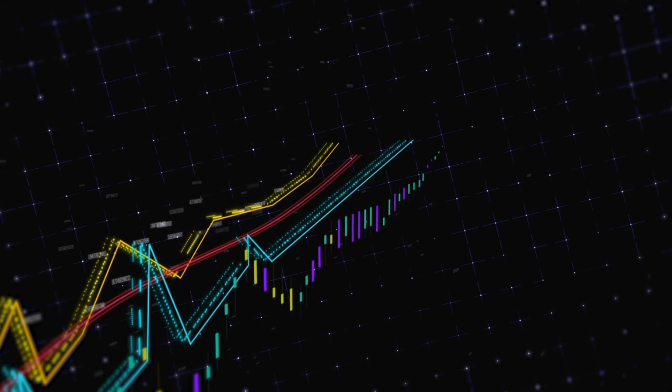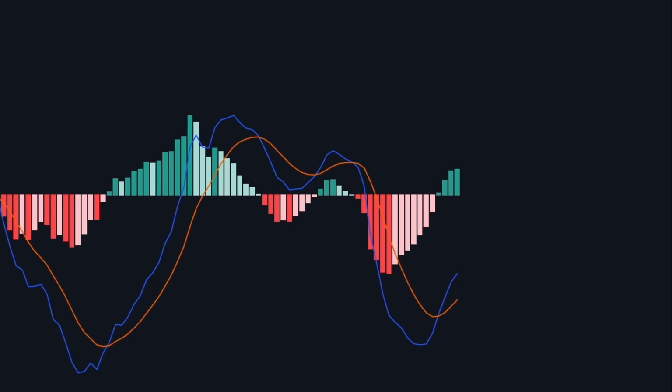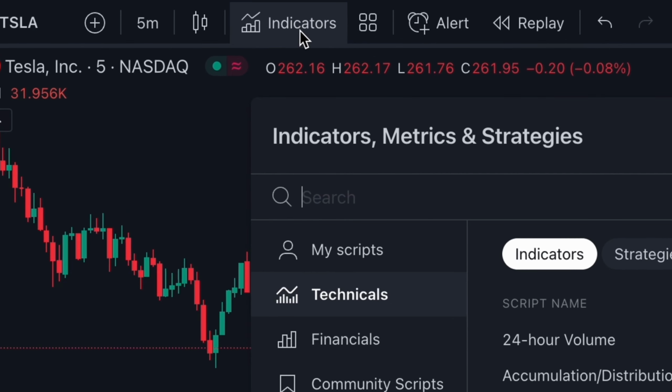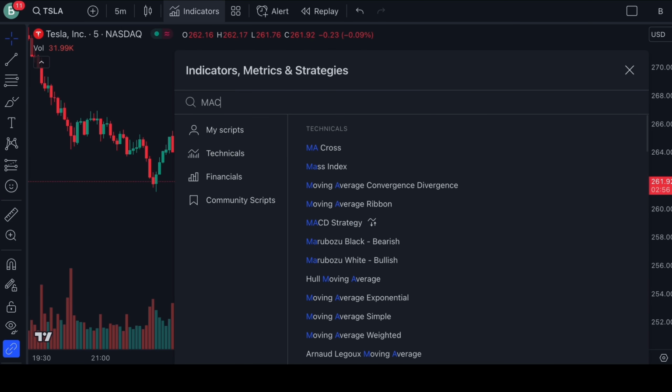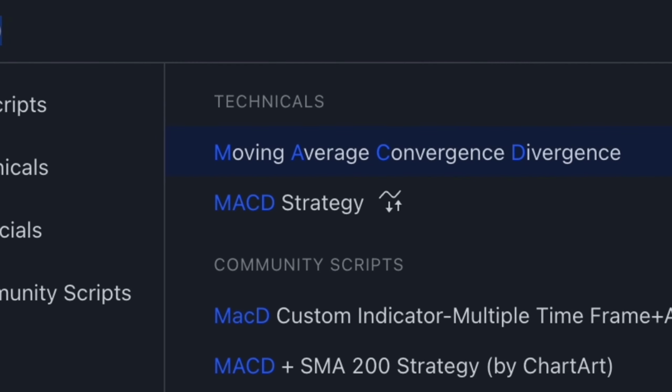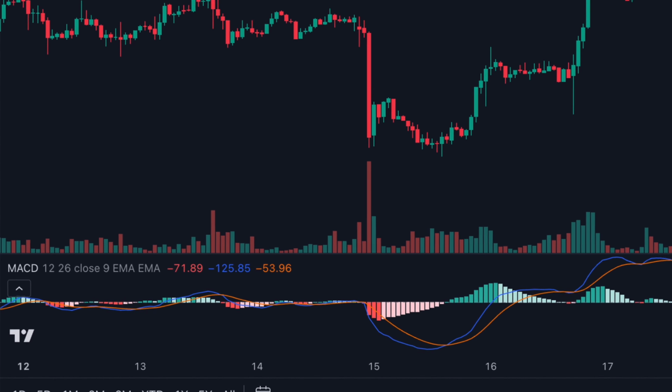Let me show you the strategy. To use the MACD indicator, open TradingView. Click on Indicators located in the top left corner. In the search bar that appears, type MACD and click on the first result that appears. And boom! Here is MACD.